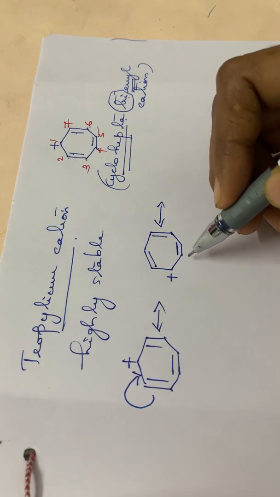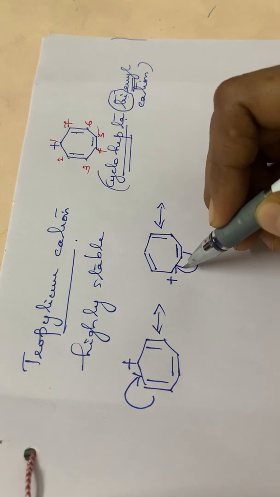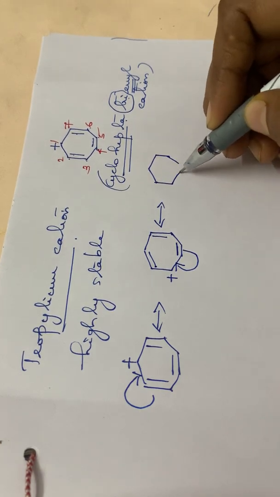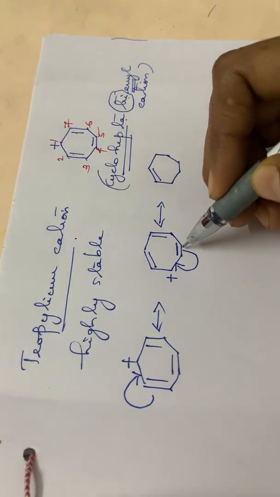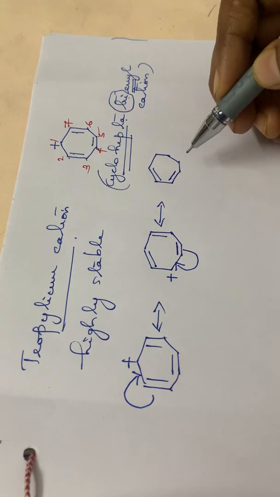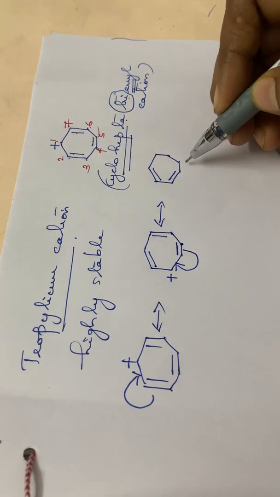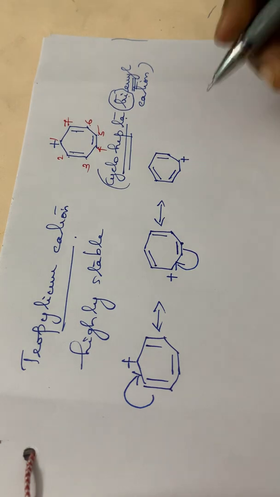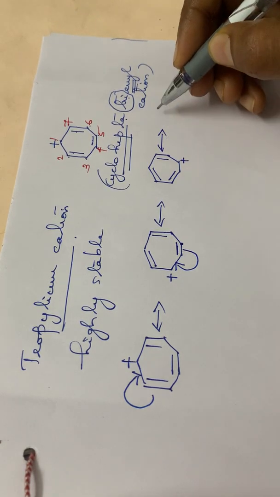What happens? This pi bond will be shifted to this position. Again draw the structure. A double bond is here, so this will be moving to this position, and this carbon atom will get a positive charge. Then already a pi bond is here. Then what is the next structure?